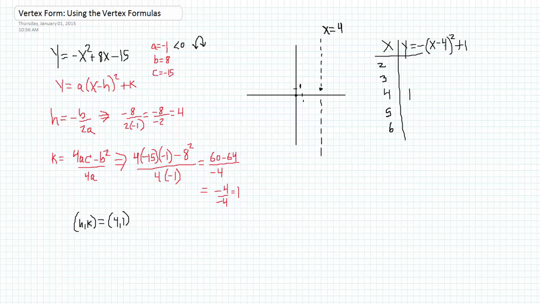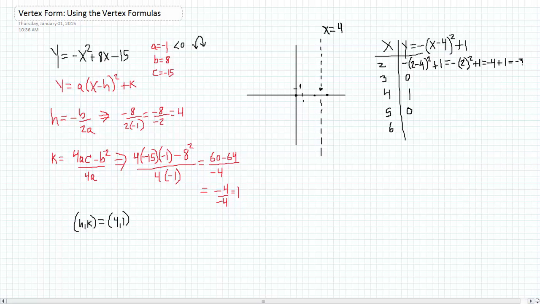So 3, when I plug it in, 3 minus 4 is negative 1. When I square that, it's 1. And with a minus in front, that's negative 1. Plus 1, that's 0. Right, so the points that are exactly 1 unit away from the vertex correspond to the x-intercepts. Then for 2, if I plug that in, I get minus 2 minus 4, all of that squared, plus 1. That's negative 2 squared plus 1, which is negative 4 plus 1, because 2 squared is 4, and with a minus in front is negative 4, and negative 4 plus 1 is negative 3. And this point is also negative 3 by symmetry. So that would be 2, negative 3, and then 6, negative 3.